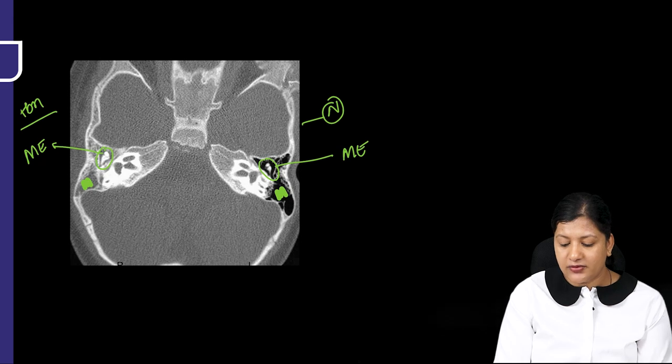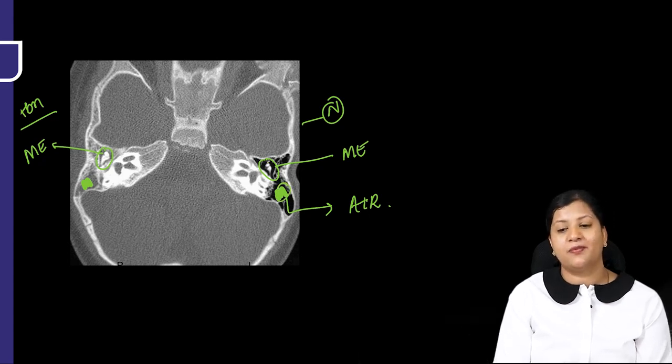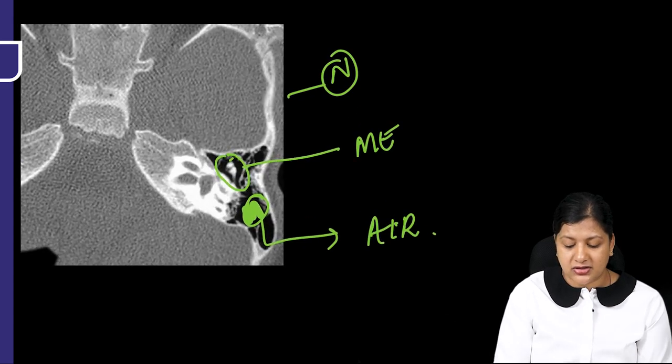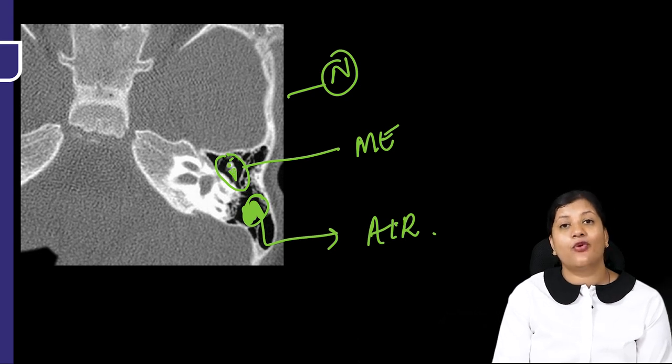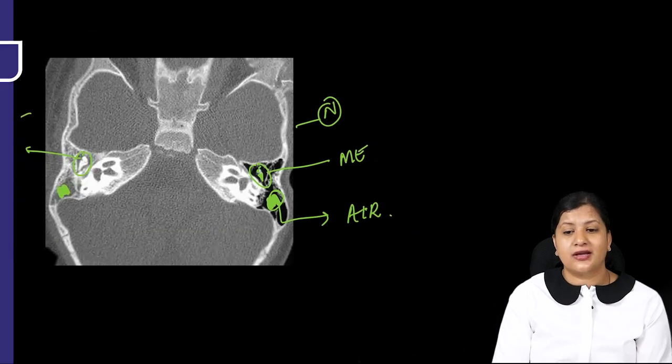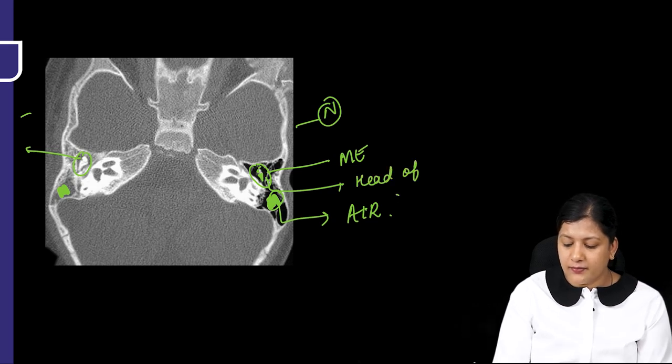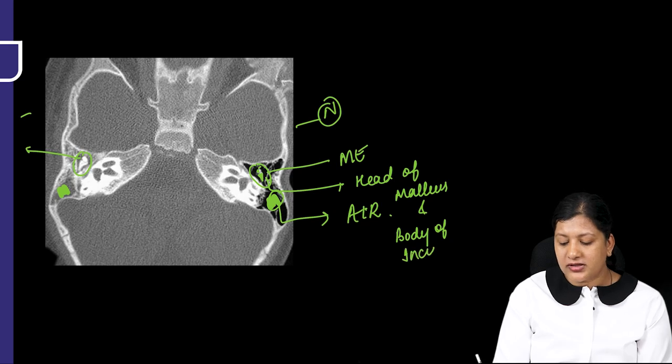Typically if you see this side, it is air filled, it is appearing black, whether it is the mastoid or the middle ear. Now in the middle ear, you are able to see a structure which looks like an ice cream cone. What is this ice cream cone? It represents your ossicle. Which ossicle? They represent the head of the malleus and the body of the incus.